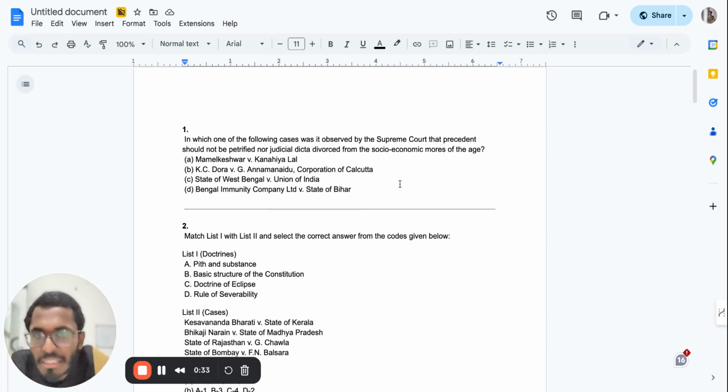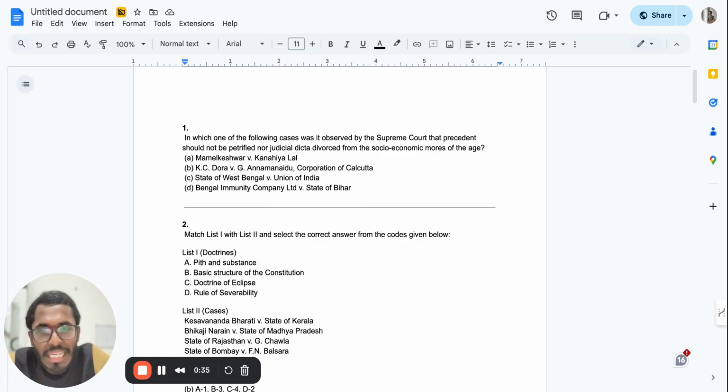Now, starting with the first important thing: in which one of the following cases was it observed by the Supreme Court that precedent should not be petrified nor judicial dicta divorced from socio-economic mores of the age? Very simple. The question says, in which case was it decided that judicial precedents are important, but they should not be considered like a stone. Depending on the changes of the society, you need to update them. That is the major objective of this question.